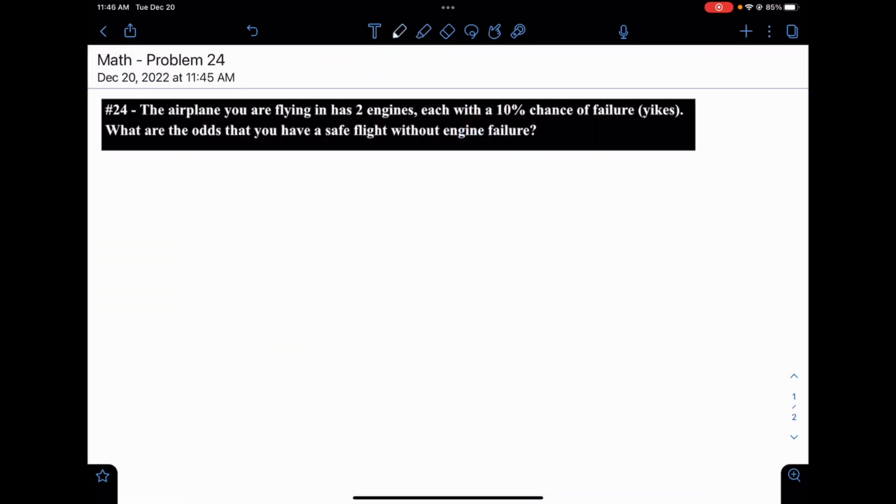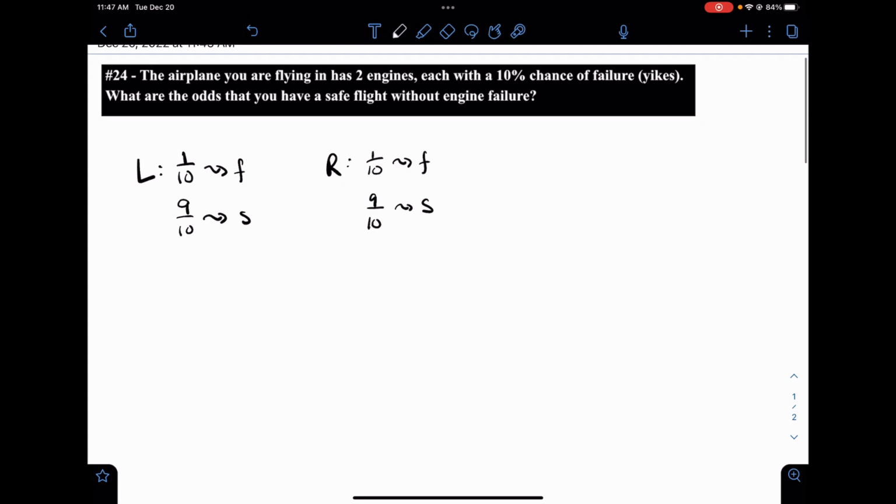Problem 24 is a probability question. So the situation you're in is you're in an airplane that has two engines. Each of those engines has a 10% chance of failure, and it wants to know what the likelihood is that you'll have a safe flight without either engine failing. So your left engine has a 1 in 10 chance of failure and a 9 in 10 chance of success. Your right engine has a 1 in 10 chance of failure and the same 9 in 10 chance of success. So essentially, what this wants to know is what's the likelihood of both these 9 in 10 chances of happening.